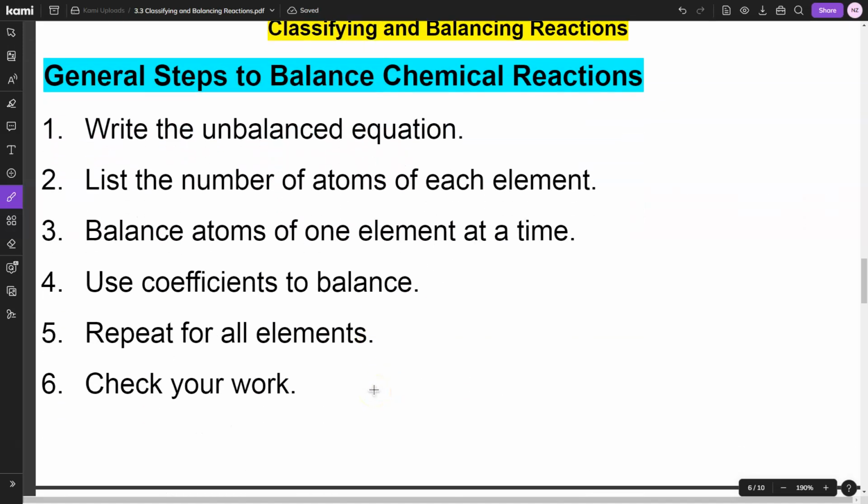Now we're going to look at classifying some reactions and balancing them at the same time. These are the steps to balance chemical reactions. We're going to start by writing the unbalanced equation, or looking at the unbalanced equation if it's given in the question. Next, we're going to list the number of atoms of each element. I have a method that I'll demonstrate on our first example. Then we're going to balance the atoms of one element at a time. When we balance, we're only allowed to add coefficients. We cannot change the subscripts, which we'll look at when we get to an example. We're going to do this for all the elements until it's completely balanced.